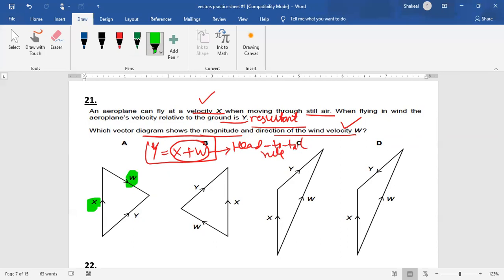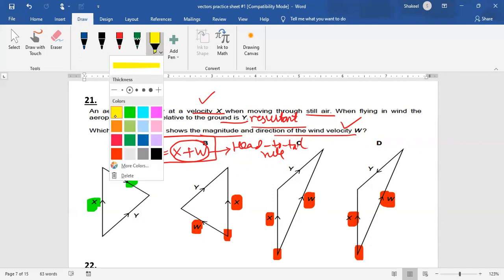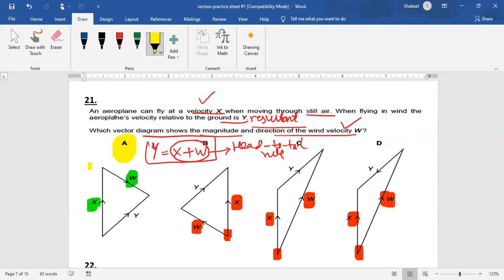In the second diagram, X and W are not arranged in head to tail rule. They are tail and tail. In C, X and W are again tail and tail. And in D, X and W are again not arranged in head to tail rule. It means our answer is A, because in A, X and W are arranged in head to tail rule and Y is their resultant.